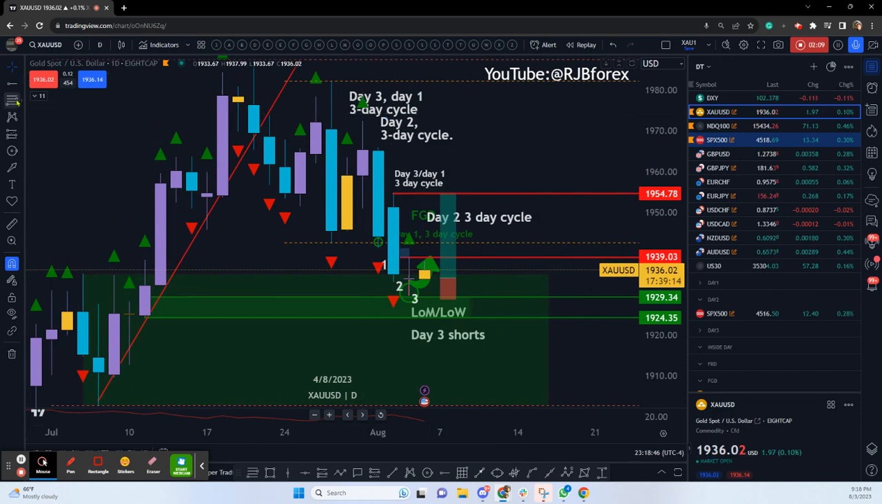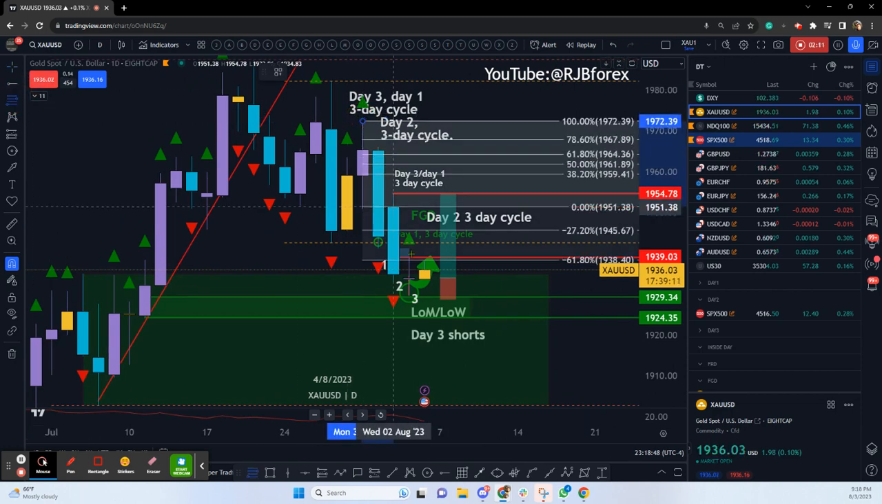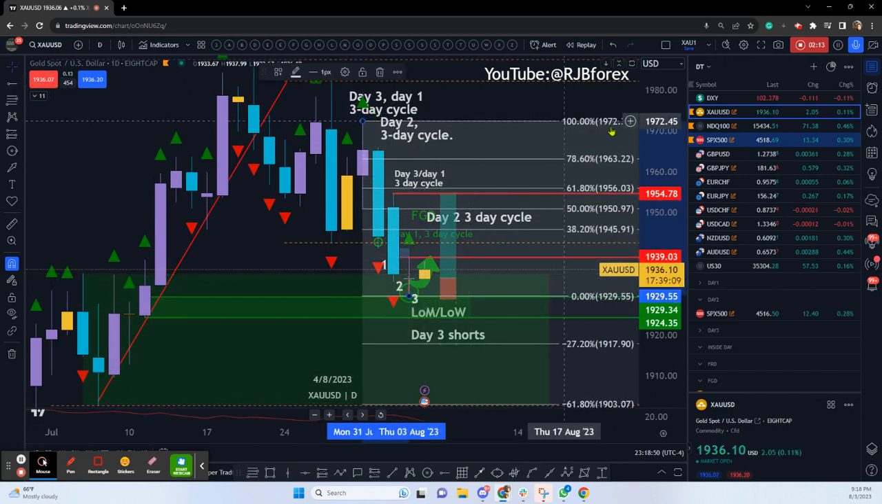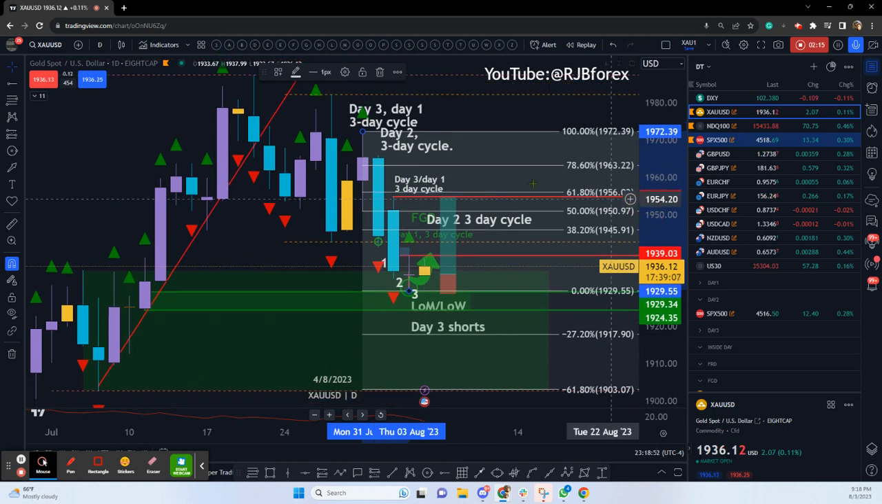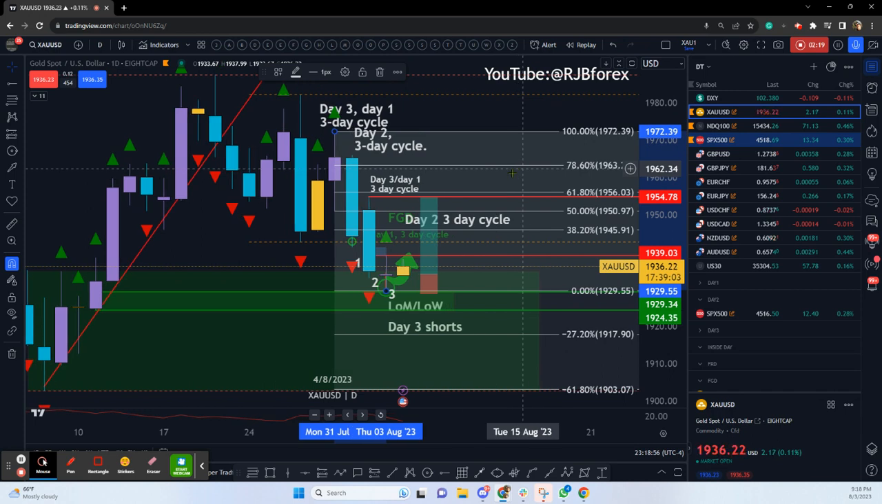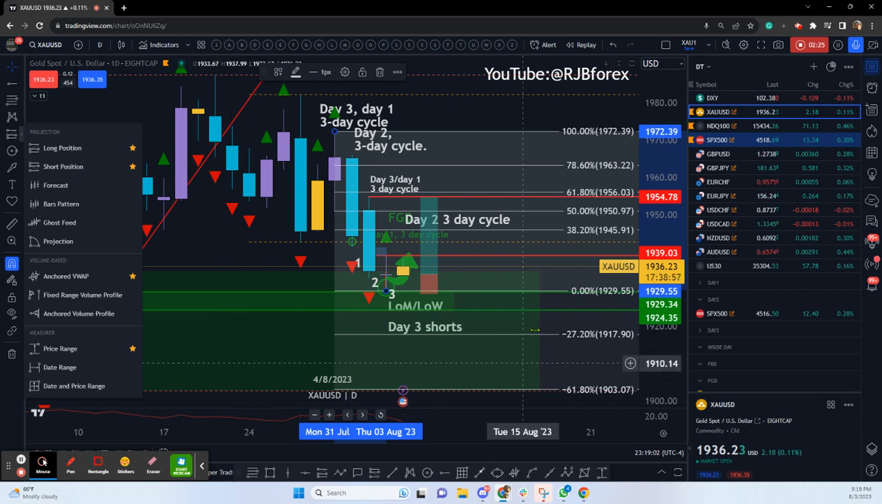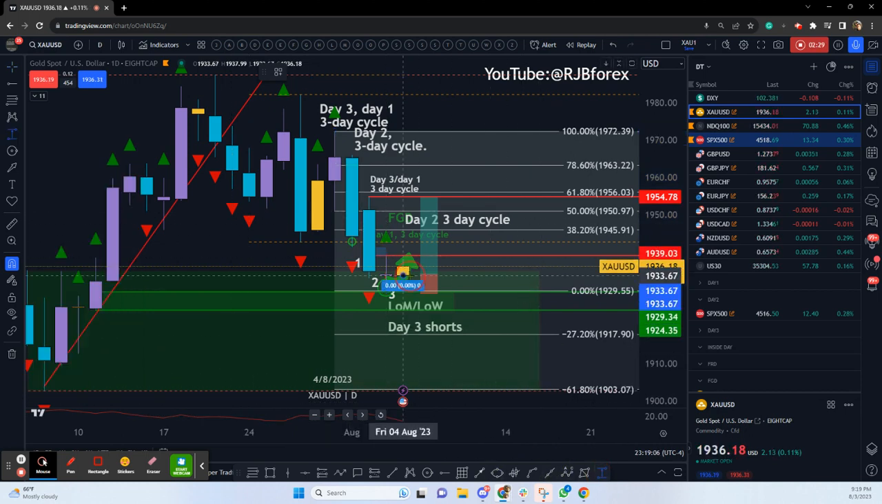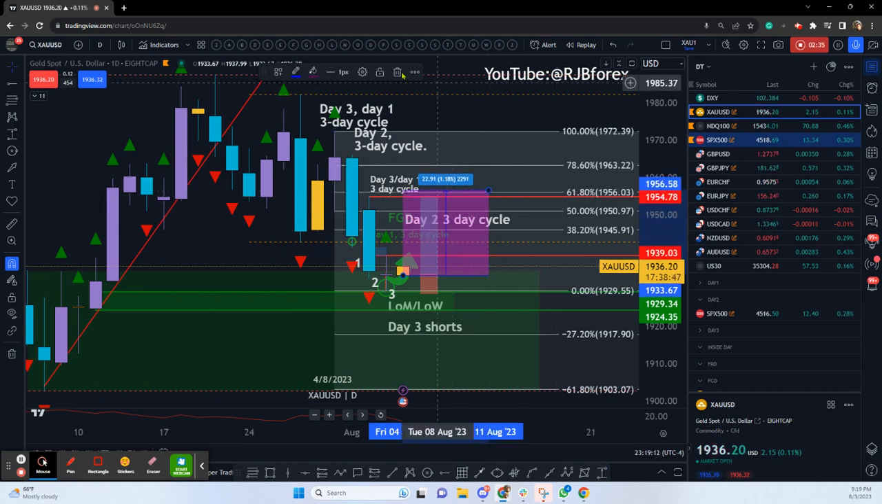Now if we pull the Fibonacci up, that ties up with a 61.8. The daily ATR is about $20, taking us within the realms of the 61.8.